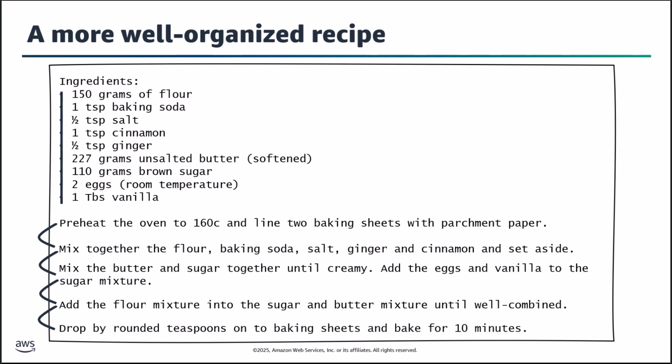Even with a well-organized recipe, most bakers can't read the recipe once and remember all of the steps and amounts, particularly if there are lots of ingredients. When they reach the step telling them to add the cinnamon and ginger, they probably need to go back and check how much cinnamon and how much ginger were called for. Something similar happens with LLMs.